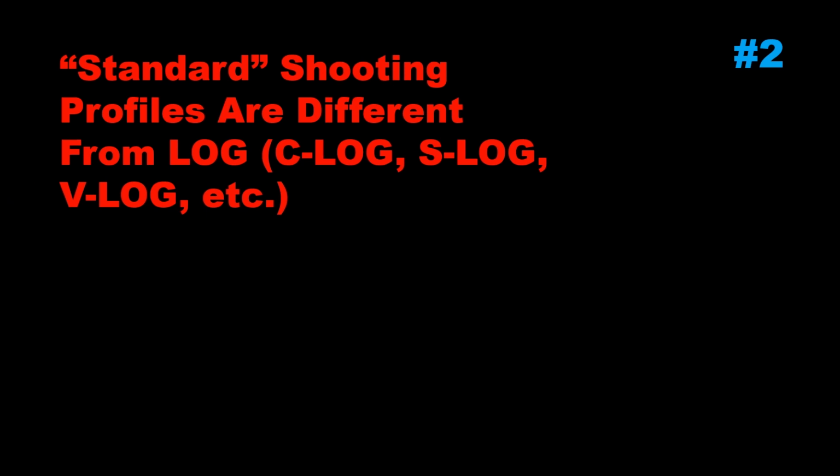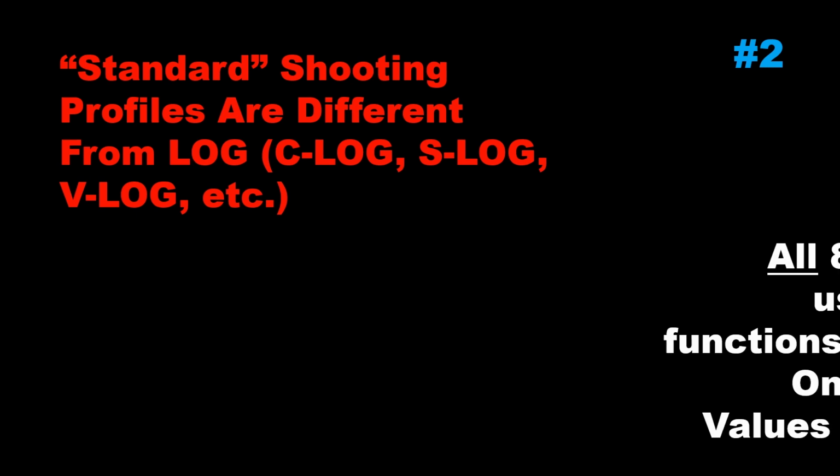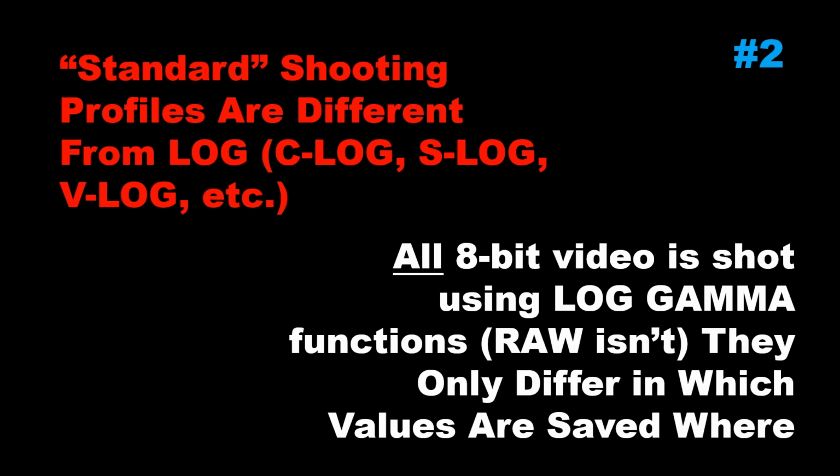Number 2, standard shooting profiles are different from log profiles like C-log, S-log, V-log, etc. No, they're not. All 8-bit video is shot using log gamma functions. Now, RAW isn't. They only differ in which values are saved where. This is a very long topic, but I just want to clear that up, that they're all the same.